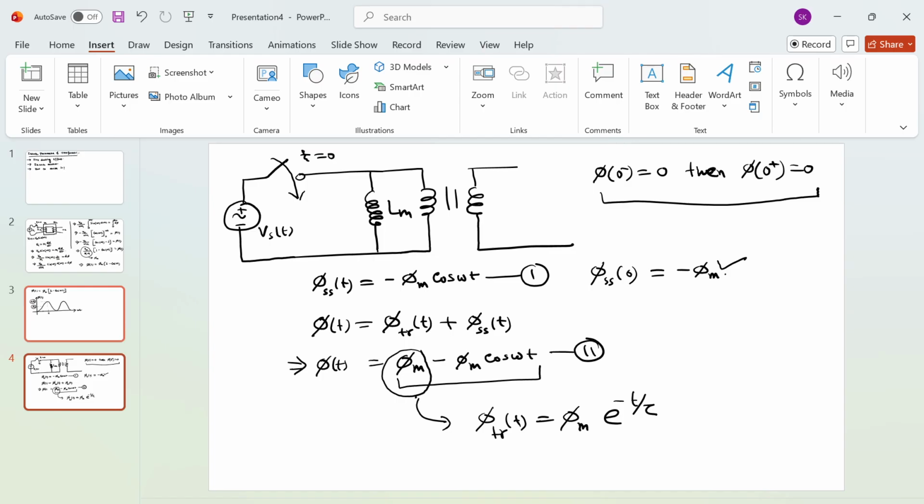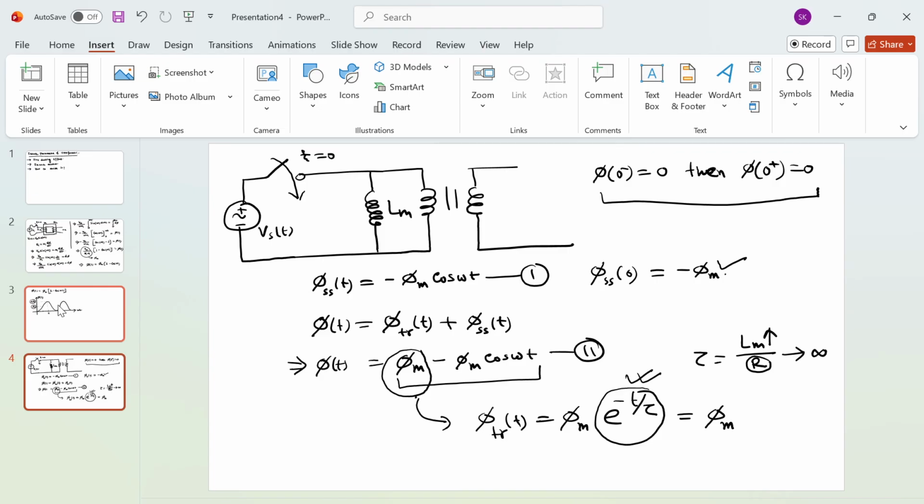Here the time constant is Lm by some resistance. Now my Lm is so high and there is no resistance, so my R is 0, so my time constant is huge, infinity. So if you put a time constant of infinity in this equation, you'll get the DC value only. There will be a constant DC phi m. So that's why we can replace the transient component by simply phi m. That's the explanation: because of the high time constant, the maximum flux will be phi m.